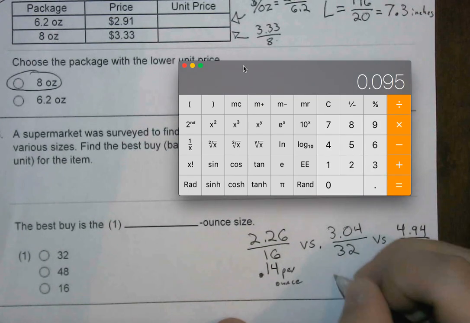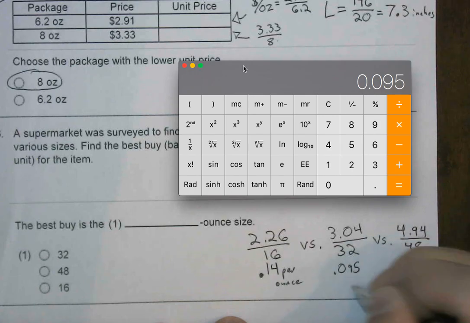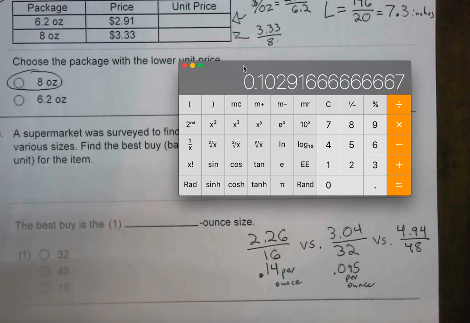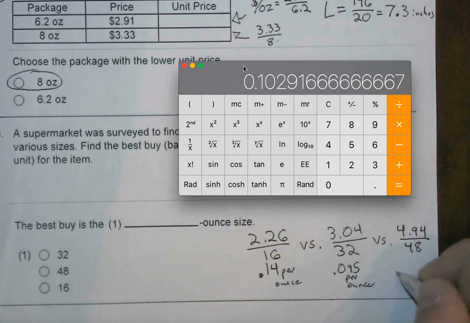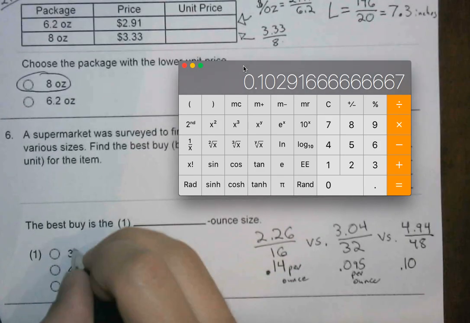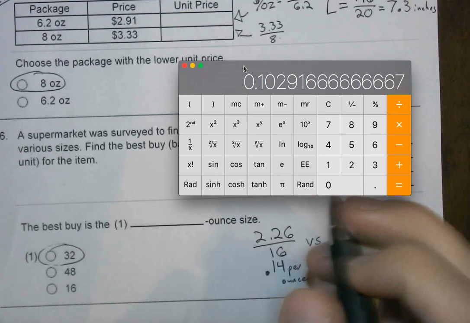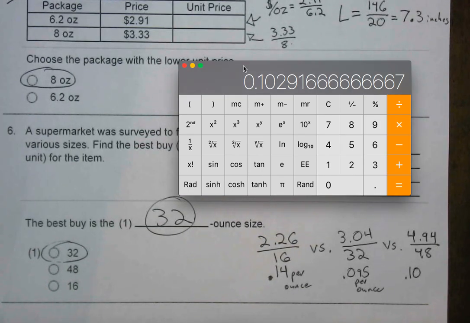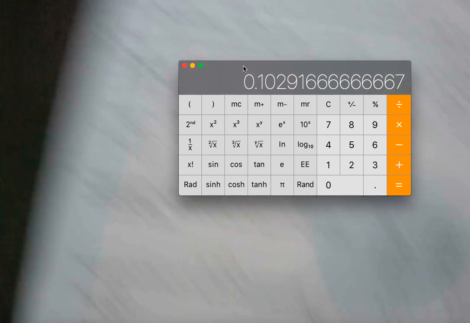You see that this is 0.095 per ounce. And finally, you see 4.94 dividing by 48, 10 cents. So it's pretty easy to spot that the 32-ounce one is going to be the best. You don't even have to show work on these. Really, you just have to figure out which one has the less amount.